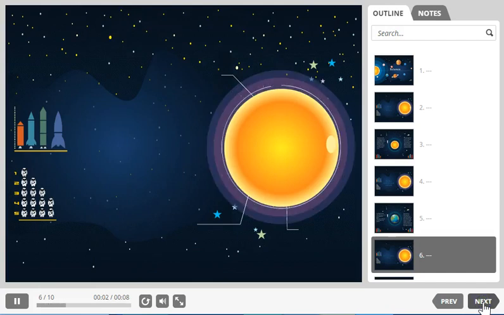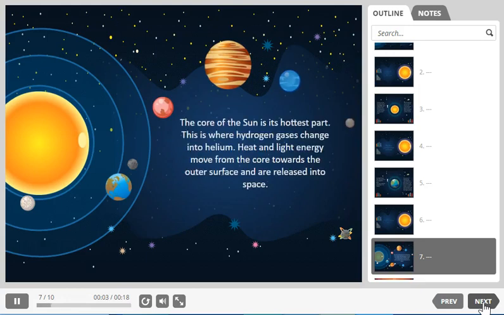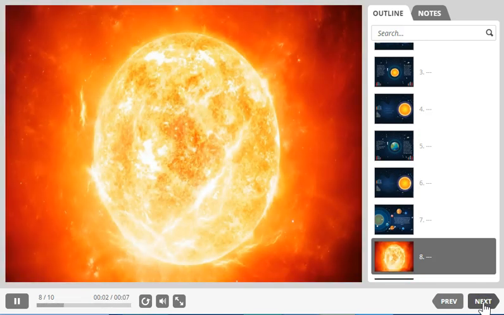We said that the sun is almost a perfect sphere, but what is the structure of the sun? The core of the sun is its hottest part. This is where hydrogen gases change into helium. Heat and light energy move from the core towards the outer surface and are released into space. There you can see an image of the burning ball of gases known as the sun.